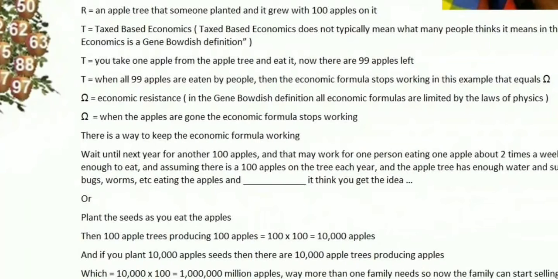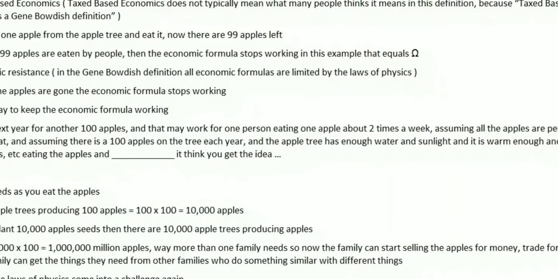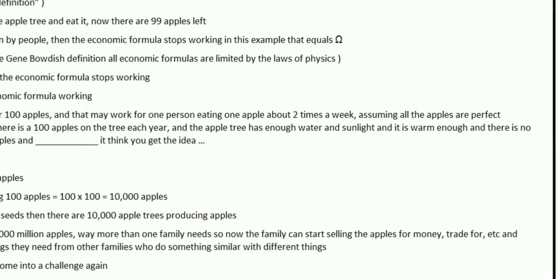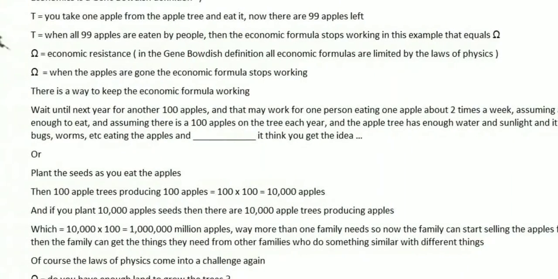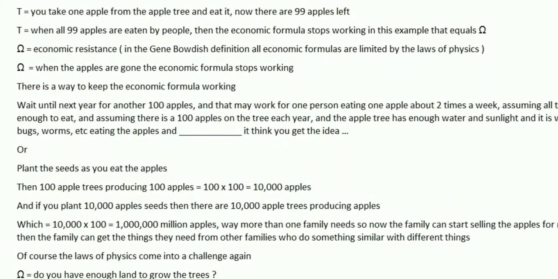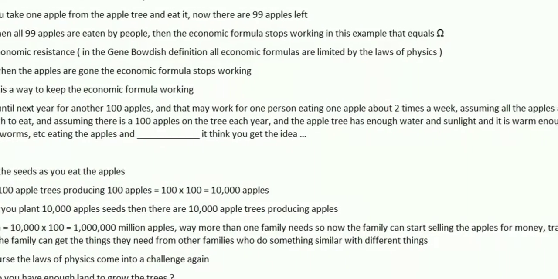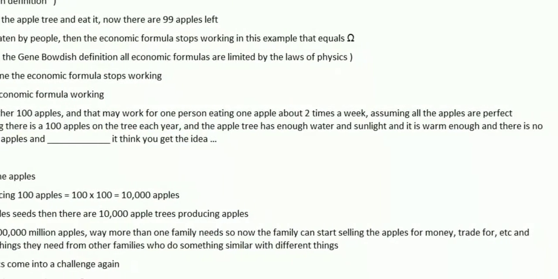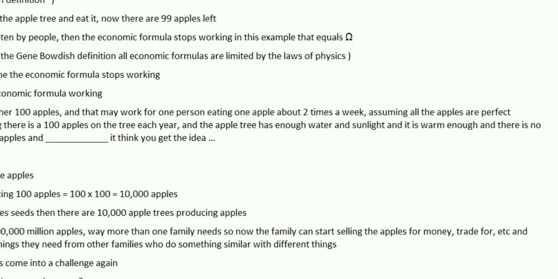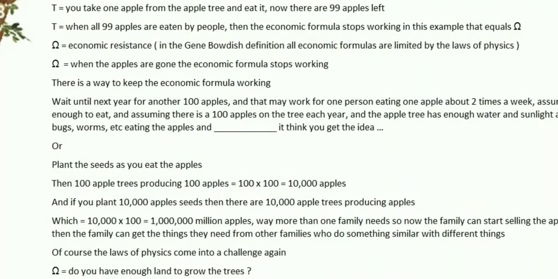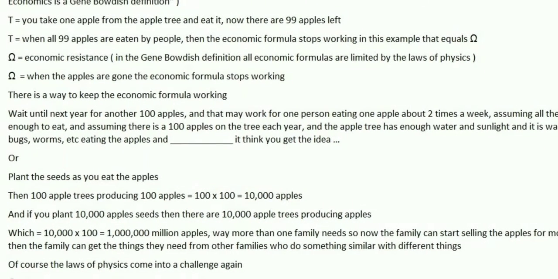Wait until next year for another 100 apples, and that may work for one person eating one apple 2 times a week, assuming all the apples are perfect enough to eat, and assuming that there is 100 apples on the tree each year, and the apple tree has enough water and sunlight, and it is warm enough, and there is no bugs, worms, etc. eating the apples. And you think of another problem where there might be, or it might slow the apple tree from growing or not grow at all. Kind of shows you the economic resistance to the economic formula working. I think you get the idea.